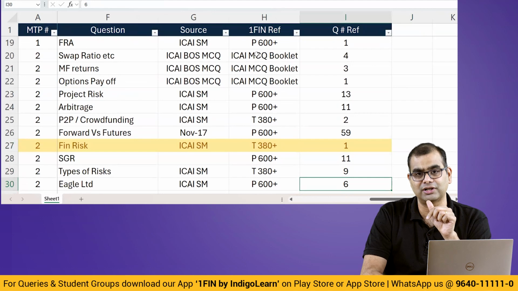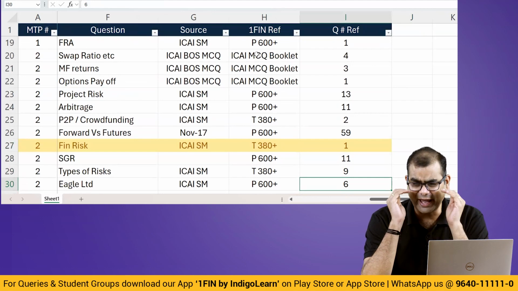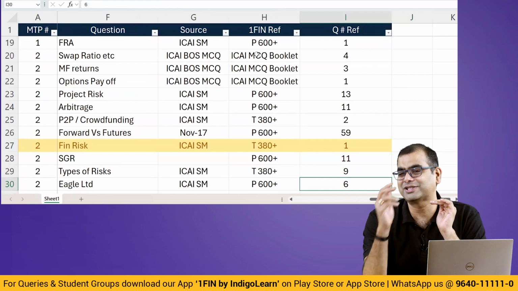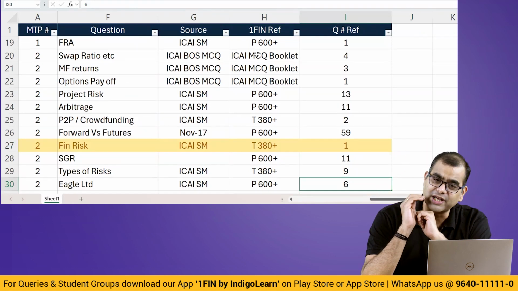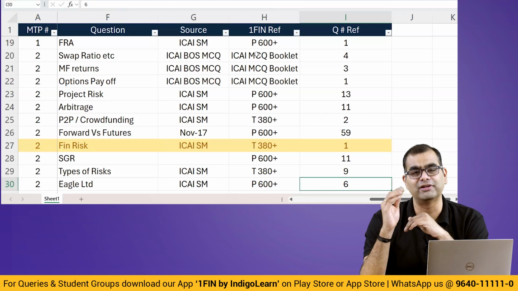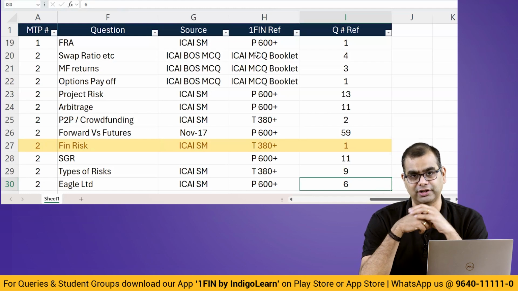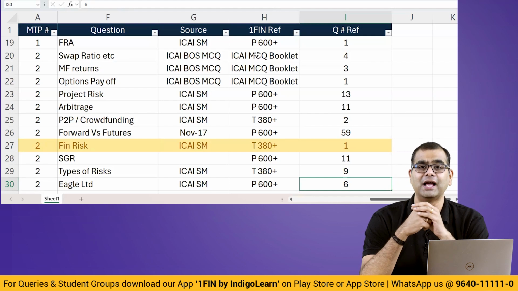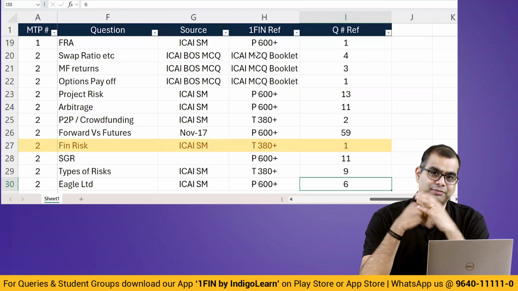I have highlighted the question numbers exactly from the P600 plus book, where they have taken it. So almost everything, and why I say almost, we'll wait and watch, is already available from P600 plus. So if you are a student of IndigoLearn and you have the book P600 plus, you need not worry at all about any of the descriptive questions.